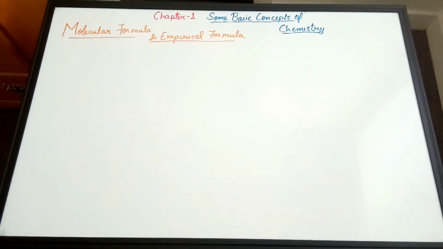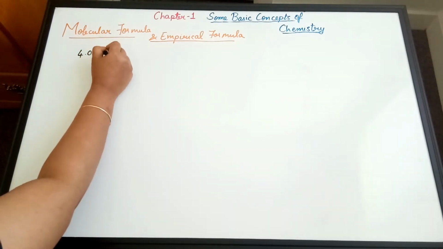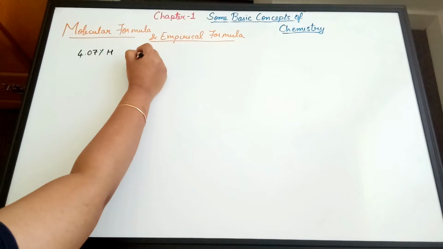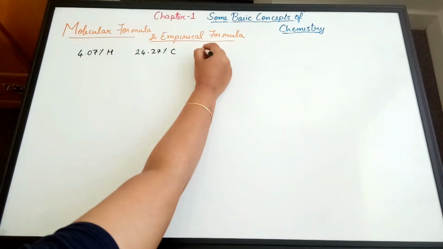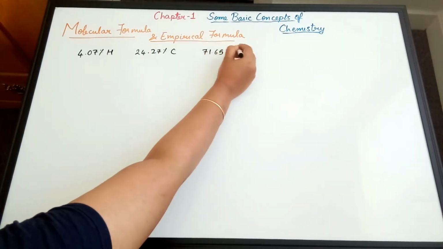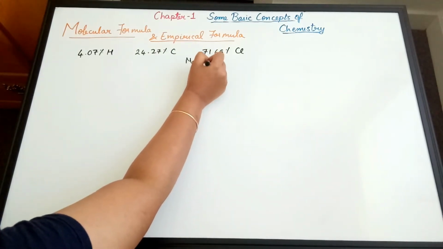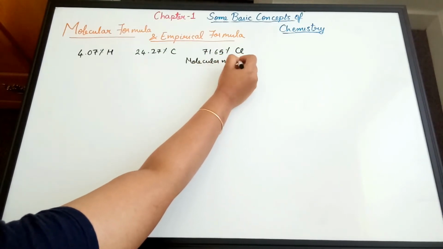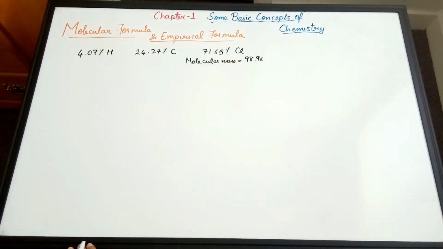Suppose you have a compound which contains 4.07% of hydrogen, 24.27% of carbon and 71.65% of chlorine, and its molecular mass equals 98.96. We need to figure out what its empirical and molecular formulae are. This can be done by the following steps.